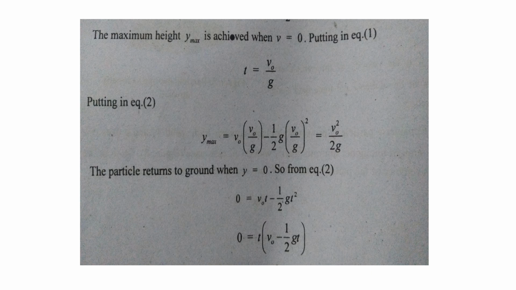When the particle returns to the ground, it means that the total displacement covered by the object is 0. So when y is equal to 0, equation 2 becomes 0 is equal to v naught t minus 1 by 2 g t square. So from here, taking t common, we get 0 is equal to t into v naught minus 1 by 2 g t. Hopefully you are understanding till here.